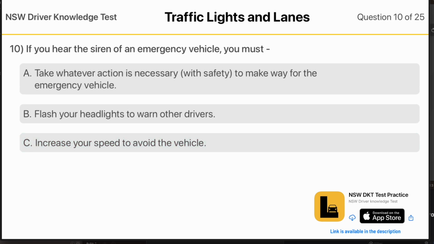If you hear the siren of an emergency vehicle, you must take whatever action is necessary, with safety, to make way for the emergency vehicle. Flash your headlights to warn other drivers. Increase your speed to avoid the vehicle.